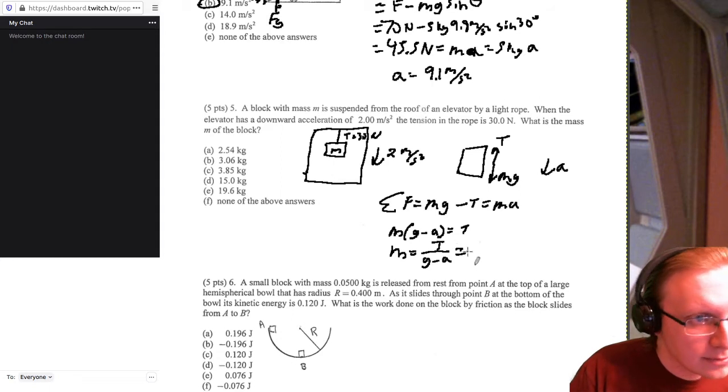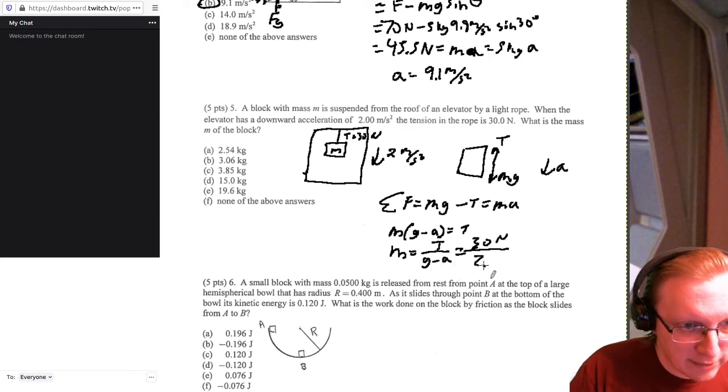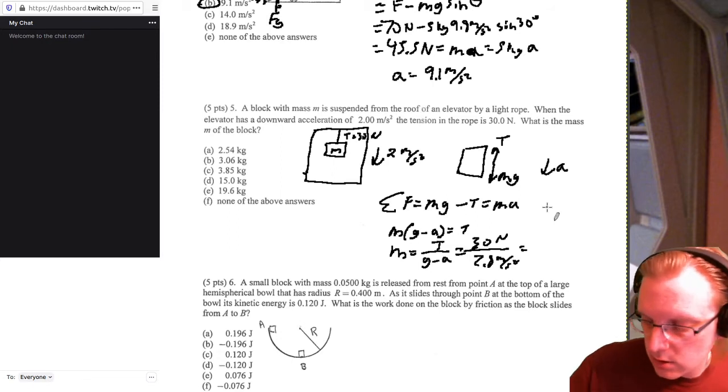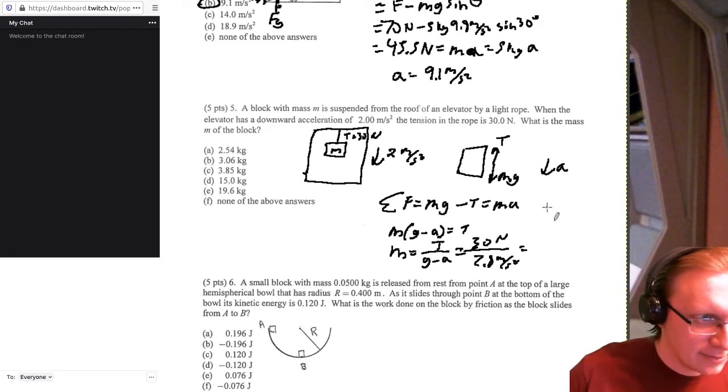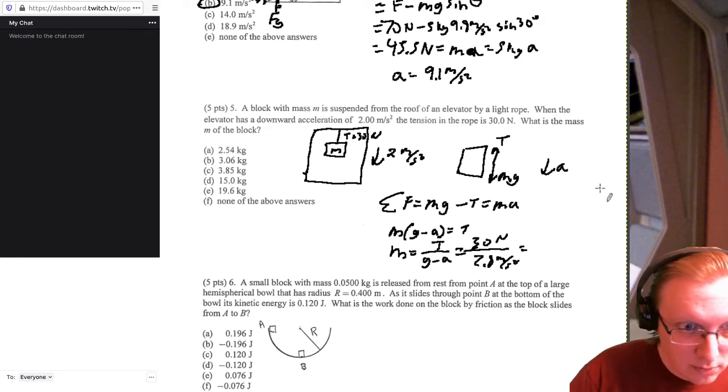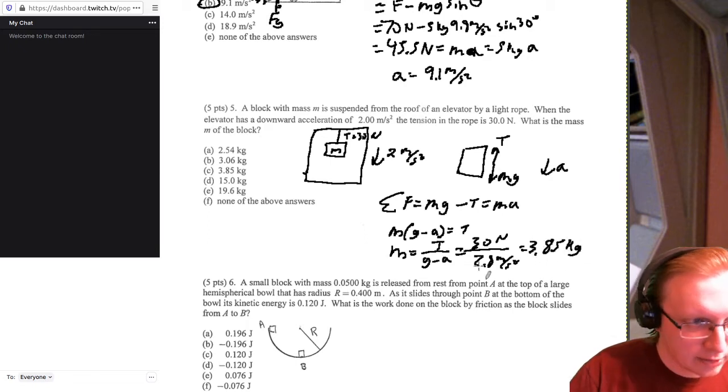All right, plug numbers in. Tension, 30 newtons. 9.8 minus 2 is 7.8 meters per second squared, and the answer is 30 divided by 7.8 is 3.85. 3.85 kilograms.